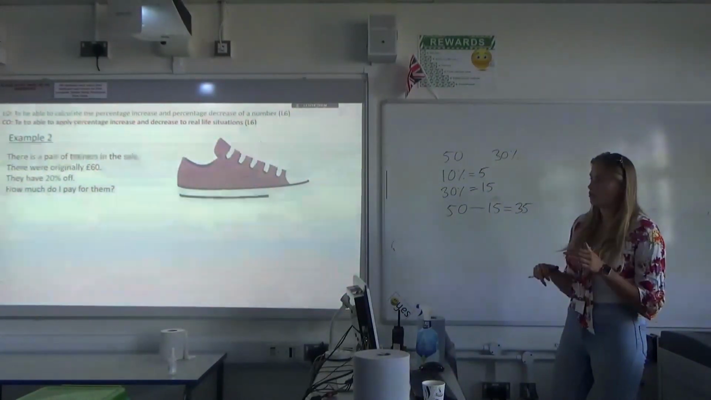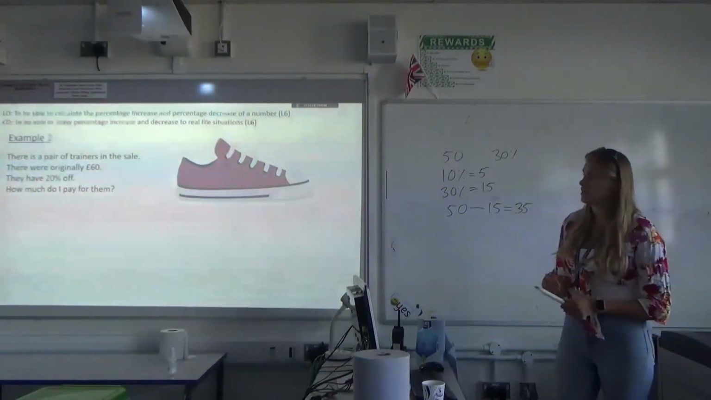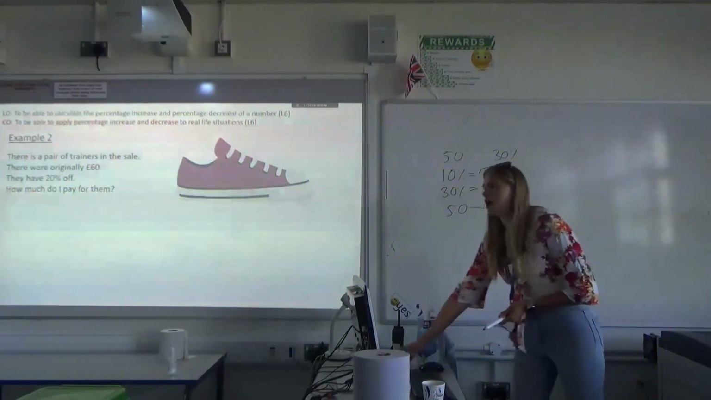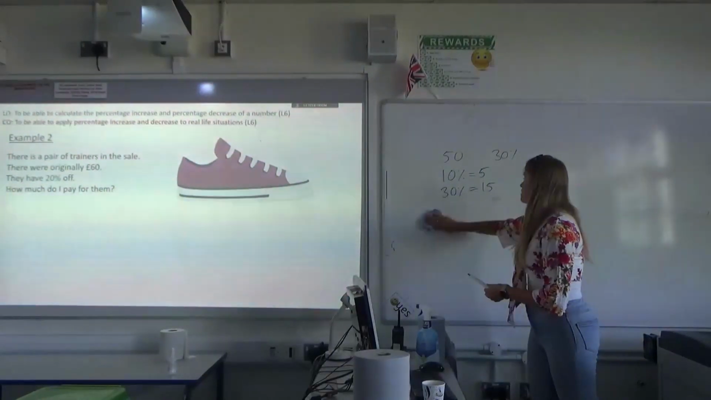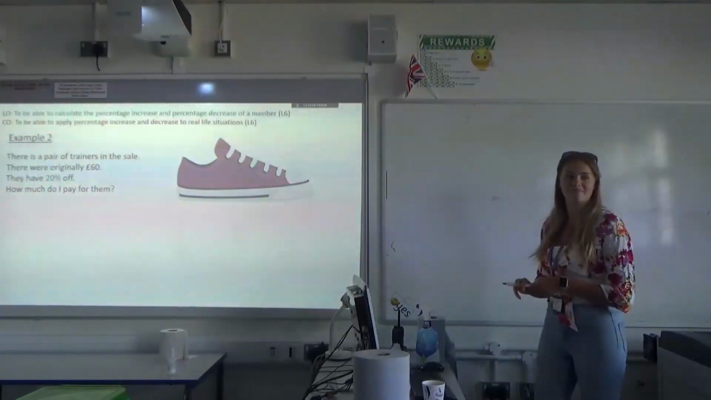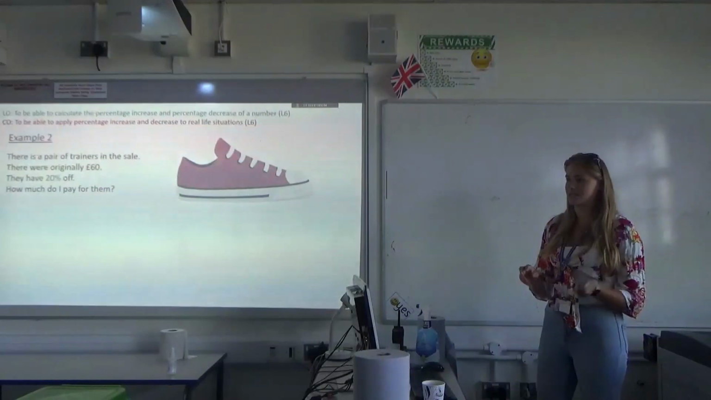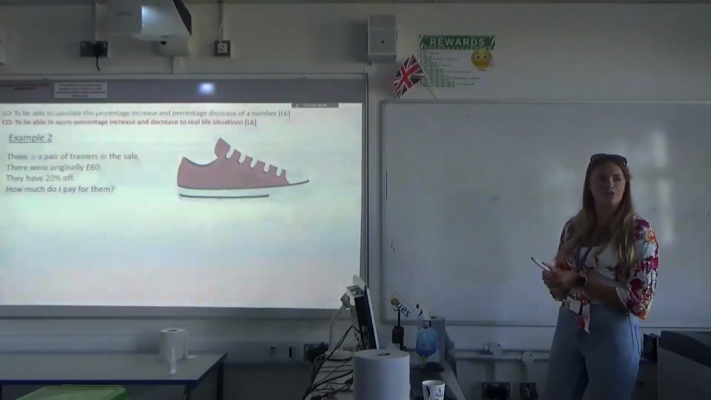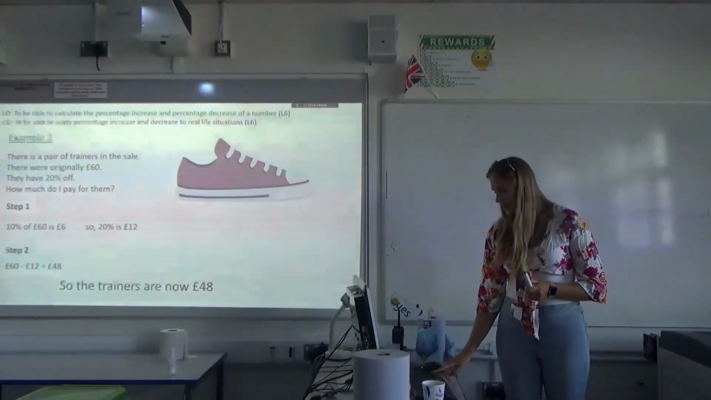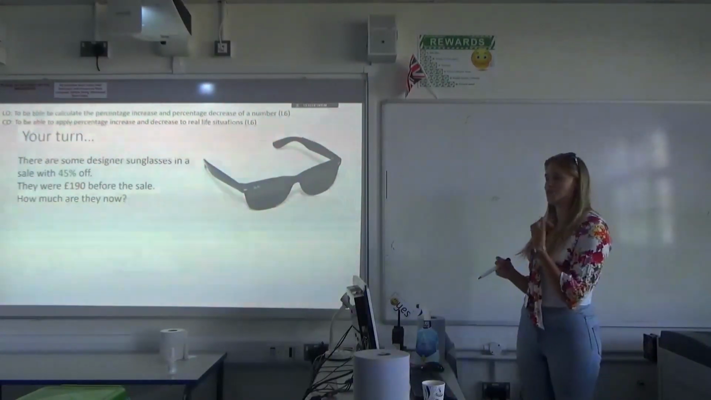Again, you're most likely to get a worded question like this. There is a pair of trainers in the sale. They were originally £60. They have 20% off. How much do I pay? Again, you just find 20% of 60, which would be 12. Good. So 10% is 6, double it is 12, and then take it off. So 60, take away 12. How much is your pair of shoes? £48. Really good.